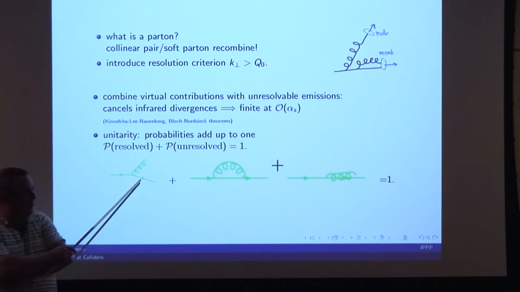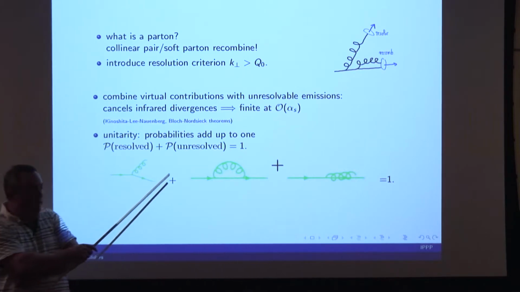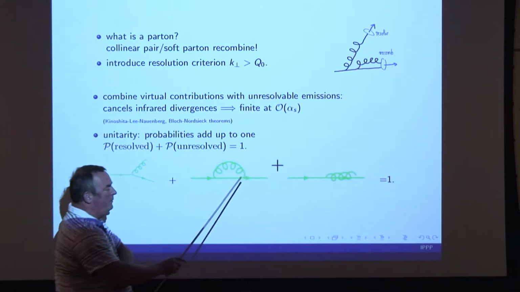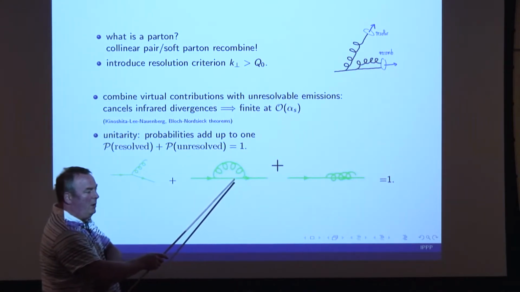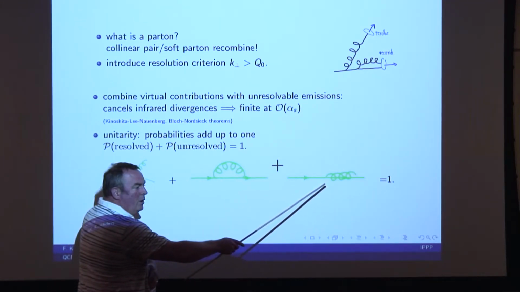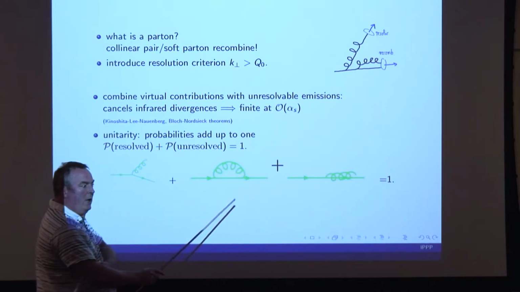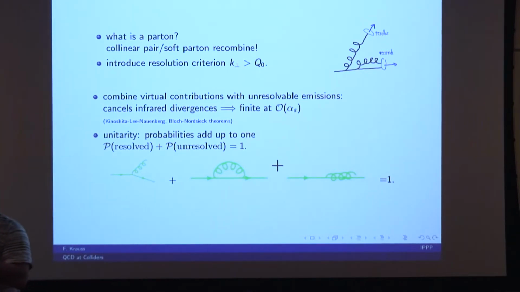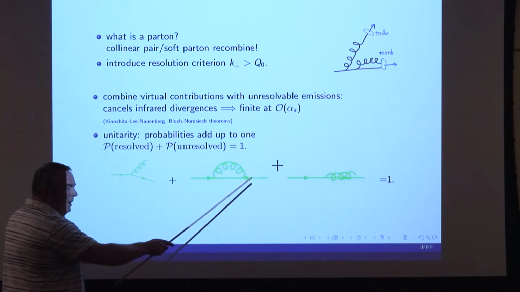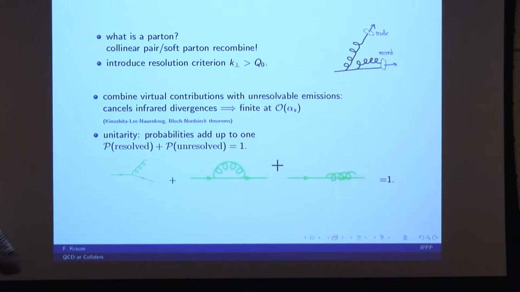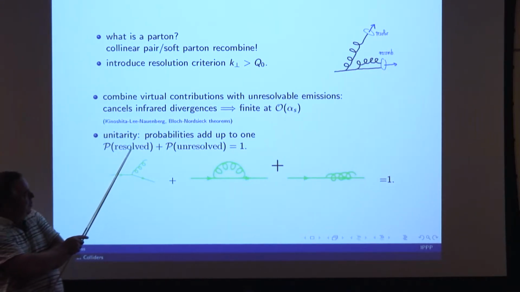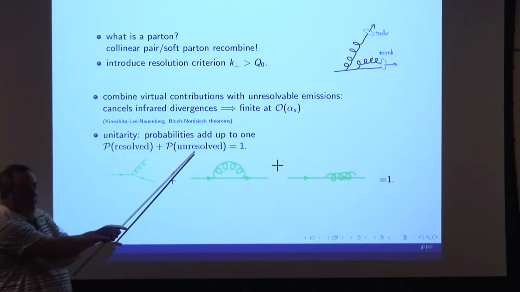You have one part that is resolved, and another part that is unresolved, which is a combination, pictorially speaking, of unresolved, very soft, very collinear real plus the virtuals. And in terms of probabilities, it has to add up to 1. It's exactly the same argument as yesterday. So either you resolve it or you do not resolve it, and the probabilities have to add up to 1. So if I know how to calculate this, I know how to calculate this and vice versa.